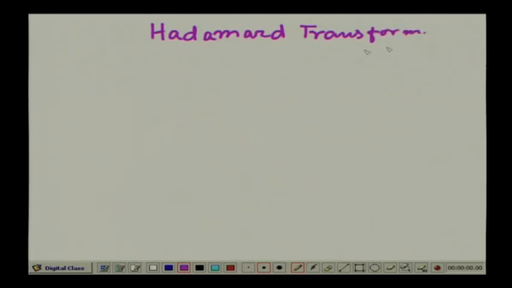Next transformation, which is called the Hadamard transform. So, the next transformation that we discuss is the Hadamard transform. In case of Hadamard transform, first let us consider the case in one dimension.